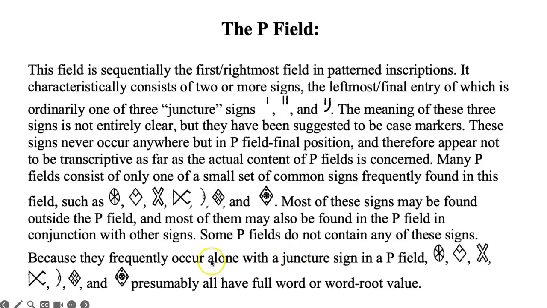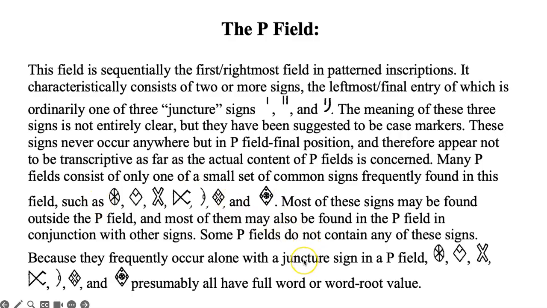So most of these signs may be found outside the P field. Well, I don't know about most of them. This one generally is not. This one is not. This one. Yeah, the other 5 generally are found outside the P field. And most of them may also be found in the P field in conjunction with other signs. We've seen that as well with the diamond chevron sign. Sometimes there are other signs right adjacent to or preceding that sign. Some P fields do not contain any of these signs. So we do occasionally find a P field, demarcated by a double tick leftmost, but with none of these signs included. We will see some examples of that.